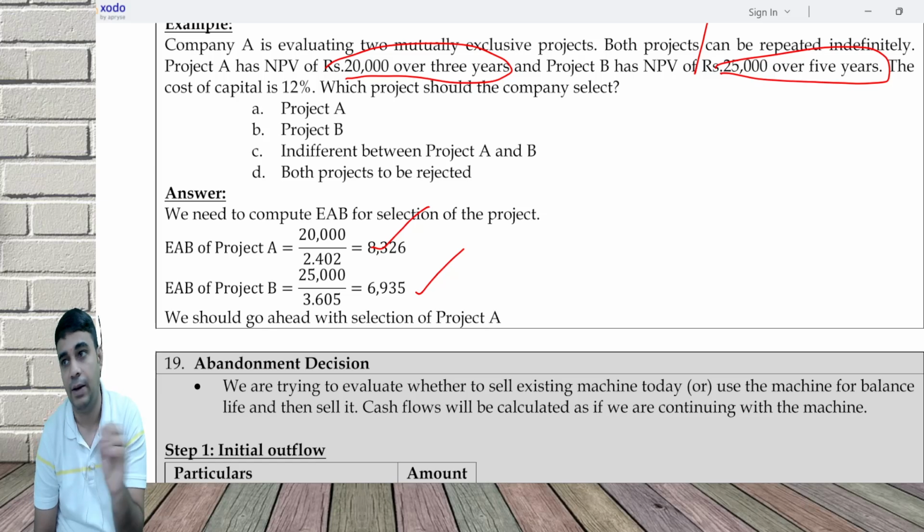It's not a direct divide by 3 or divide by 5. You need to consider the time value of money.